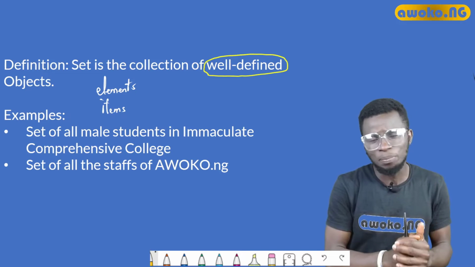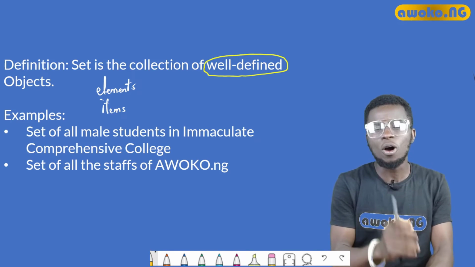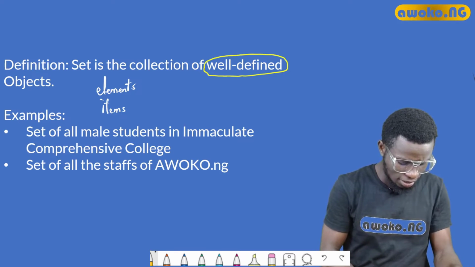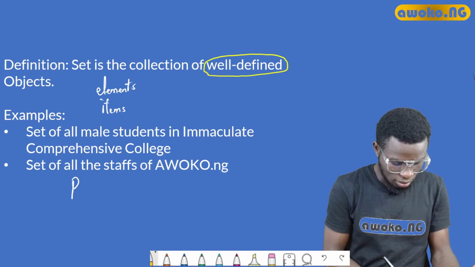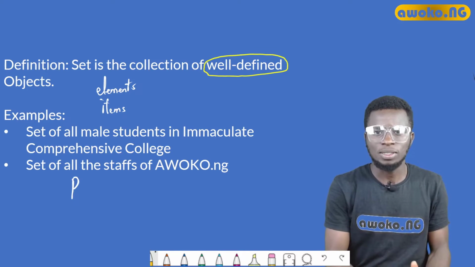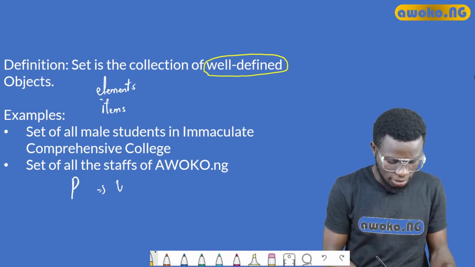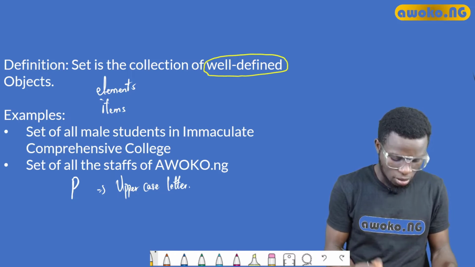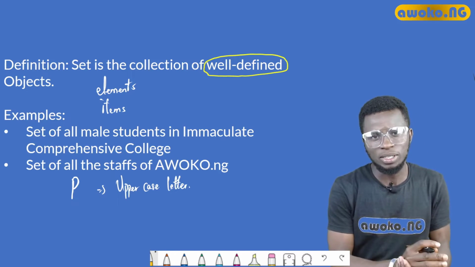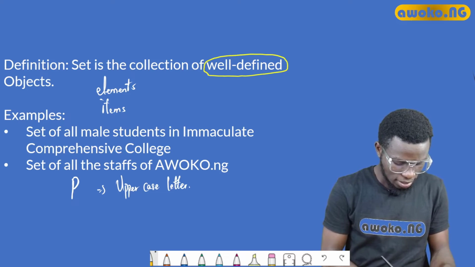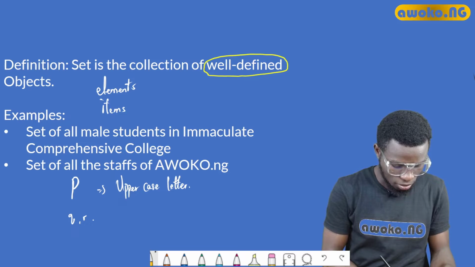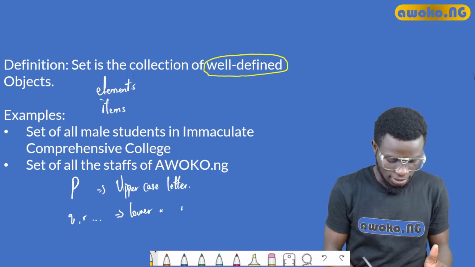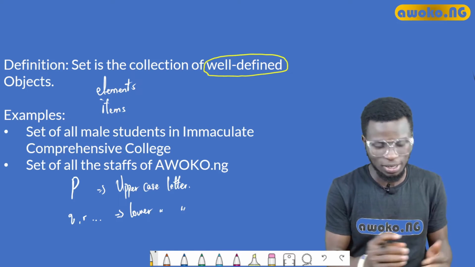Now another example we have over here is the set of all the staff of awoko.ng. Let's say the set is represented using the symbol P, and I want you to take note that sets are represented using uppercase letters, while most times the elements are represented using lowercase letters. Let's say elements like q, r, and so on and so forth. So we use lowercase letters for the elements of a particular set.